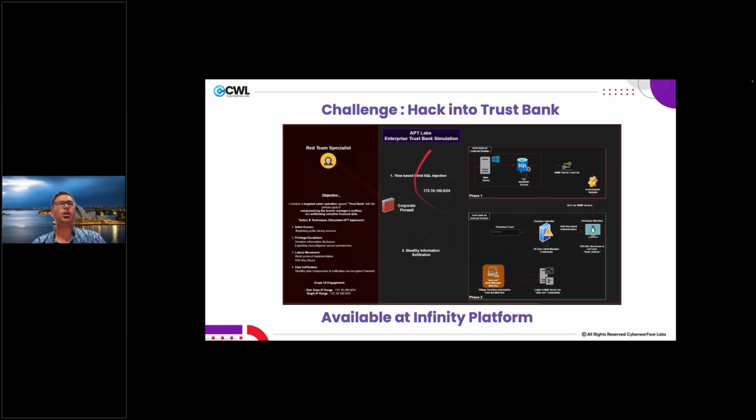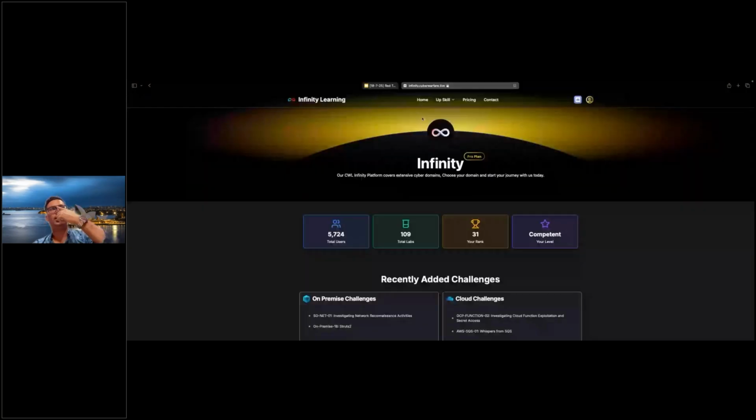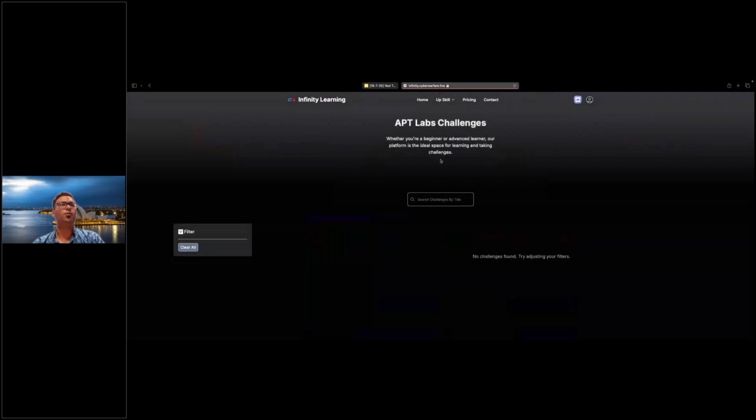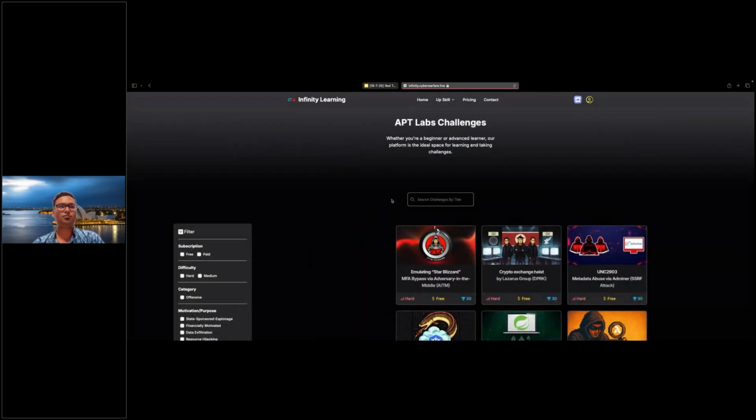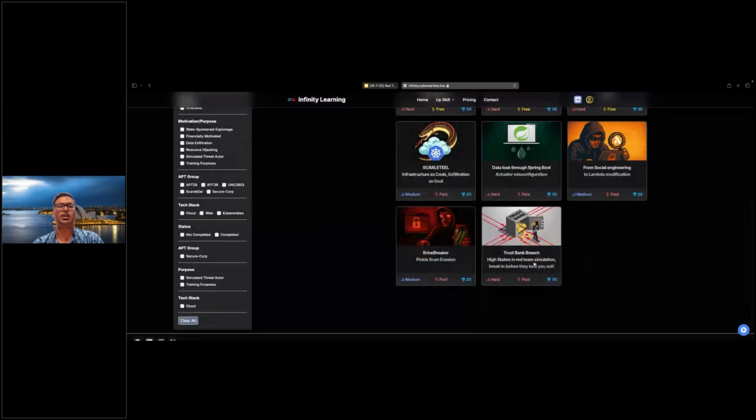So this particular challenge is present at the Infinity portal. That is the one portal that we have recently launched. So you can quickly go to infinity.cyberwarfare.live. That is one of our products that we recently launched. And here we have multiple other domains: cloud, DevOps, Kubernetes, on-premise, and APT labs, right? So the interesting one that we have come up with is the APT labs, right? So this is the scenario that is present here. That is the Trust Bank breach here. So this is how the things look like.